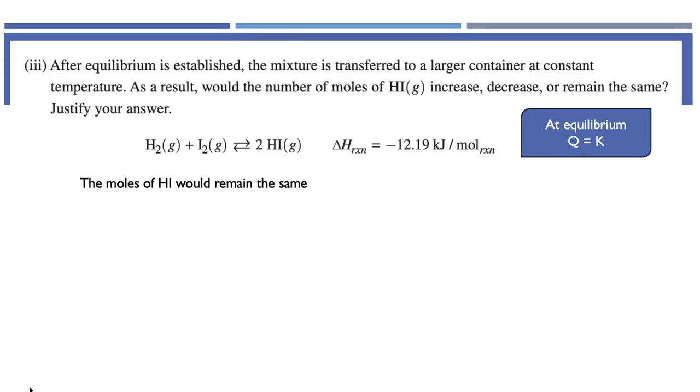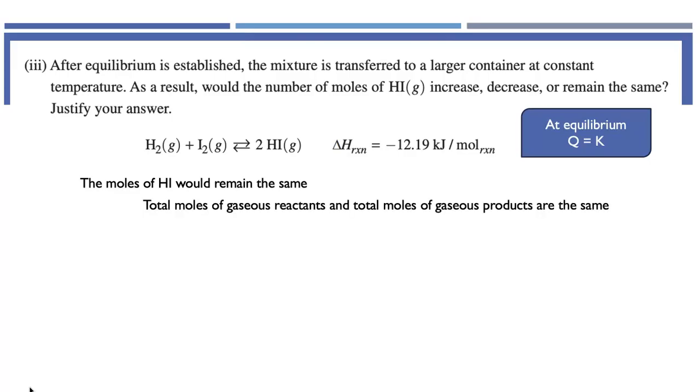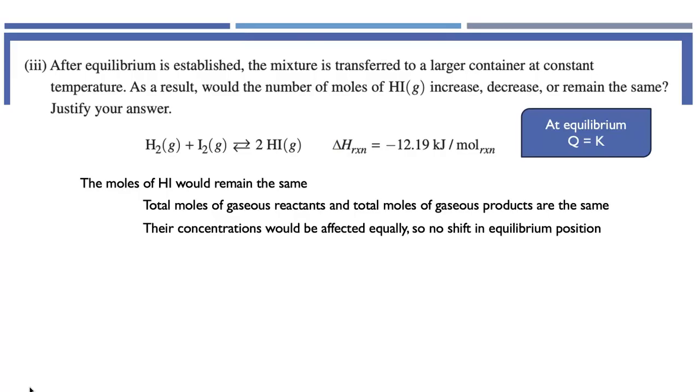I'm making the claim that the moles of HI would remain the same if we increase the volume of the container. Why? As I just said, the total moles of gaseous reactants and total moles of gaseous products are the same. There's no advantage one way or the other by shifting to one side or the other. Their concentrations of the reactants and the products would actually be affected equally, so there wouldn't be a shift in the equilibrium position.